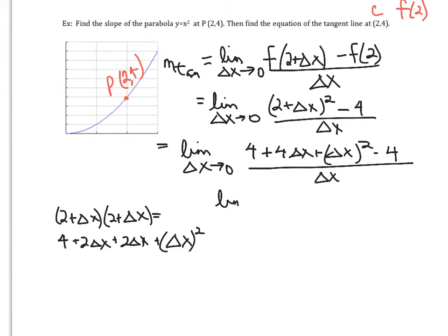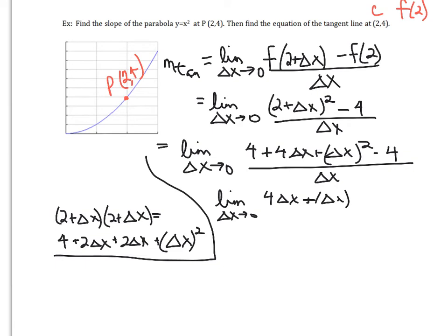So I now have the limit as delta x approaches 0. The 4's cancel, so now I've got 4 delta x plus delta x squared divided by delta x. Now each term in the numerator has a delta x, so I can divide everything by delta x. So I now have 4 plus delta x. Now when I take the limit as delta x approaches 0, that just means my delta x is getting so small that it's inconsequential. So this limit is equal to 4.